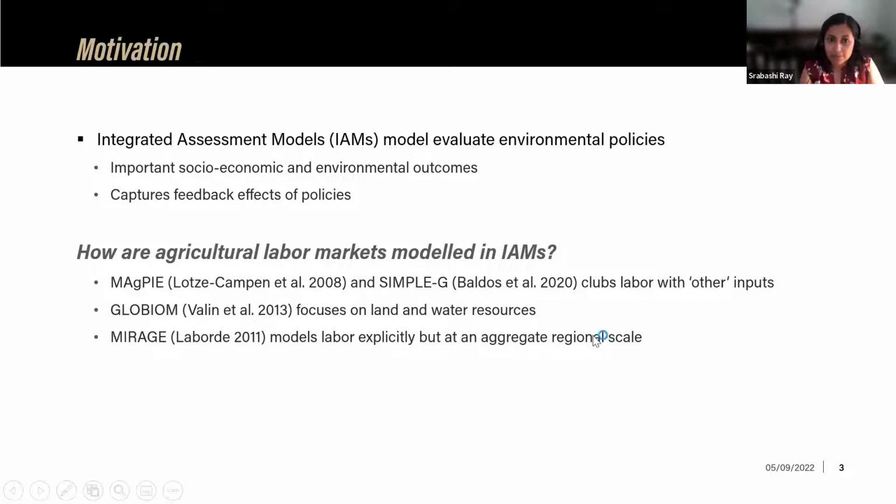Another example of IAMs is the GLOBIOM model, which focuses on land and water explicitly and does not delve much deeper into labor inputs, so it does not really model impacts on employment or wage changes due to environmental policies. And a fourth example is the MIRAGE model, which does explicitly model labor, but it is designed at a very aggregate scale.